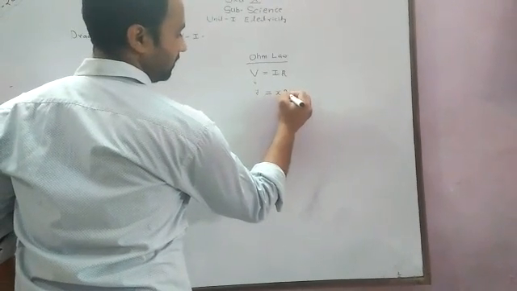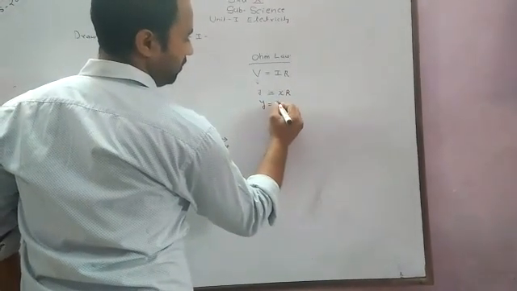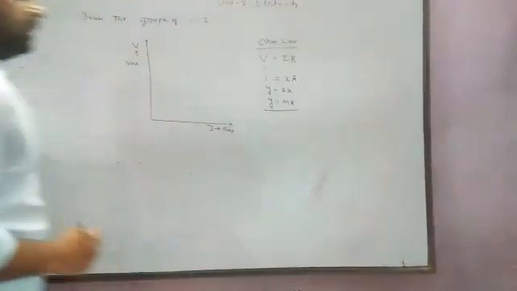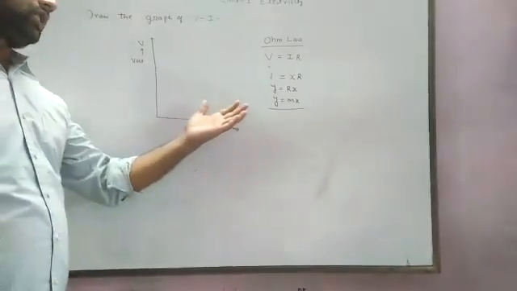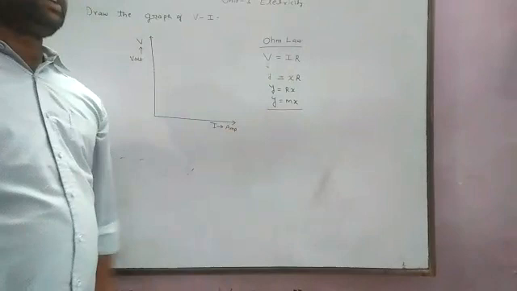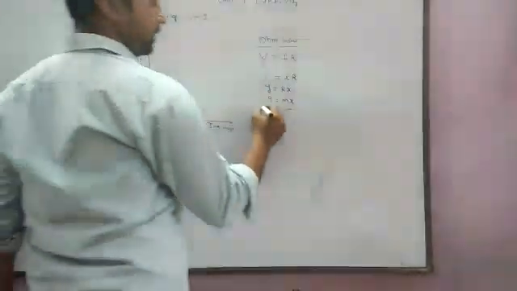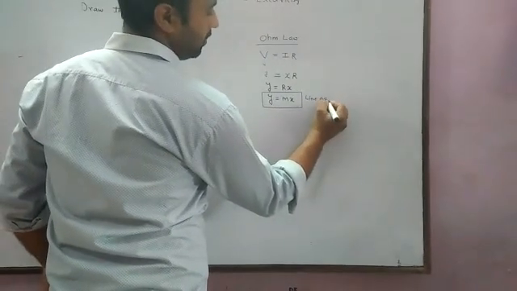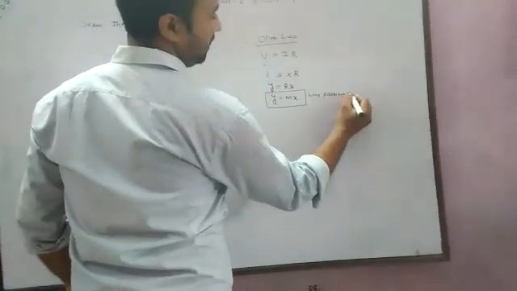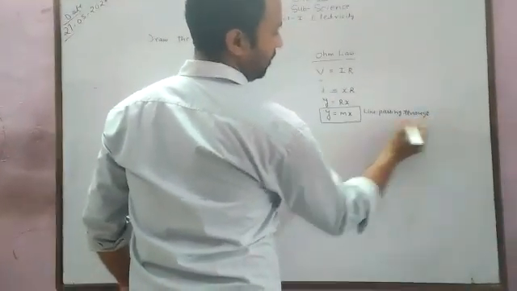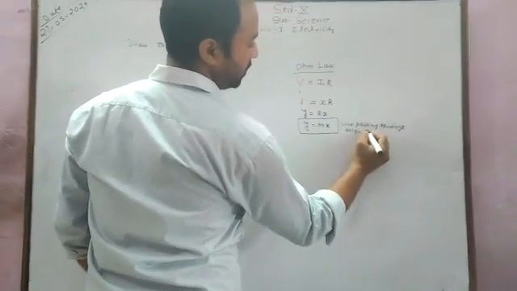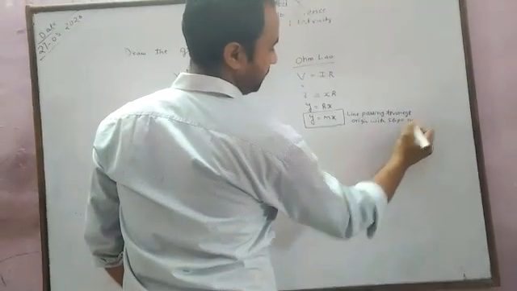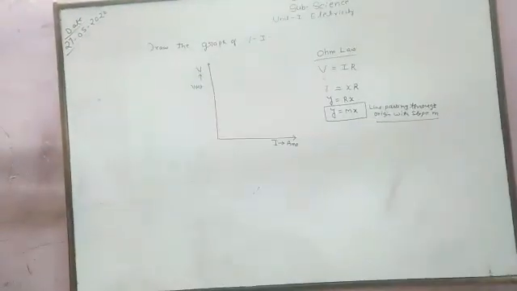and here is R. So y is equal to R into x. This is the format of y equal to mx. In the previous lectures we discussed that this is a line passing through the origin with slope m.